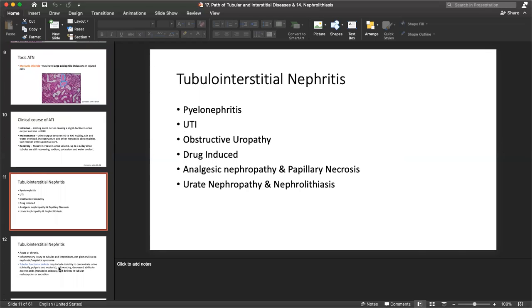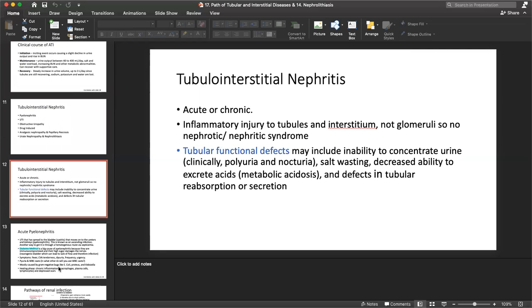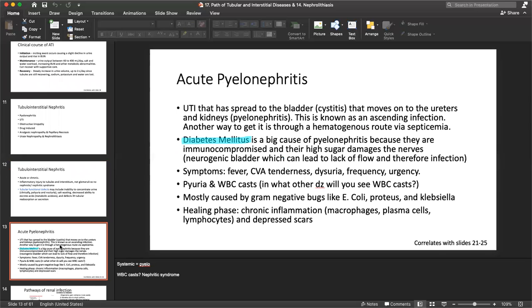Okay, so tubulointerstitial nephritis includes pyelonephritis, UTI, obstructive uropathy, drug-induced analgesic nephropathy, and papillary necrosis, plus urate nephropathy and nephrolithiasis. Okay, so we've got tubular function defects, which include the inability to concentrate urine, salt wasting, and decreased ability to excrete acids.